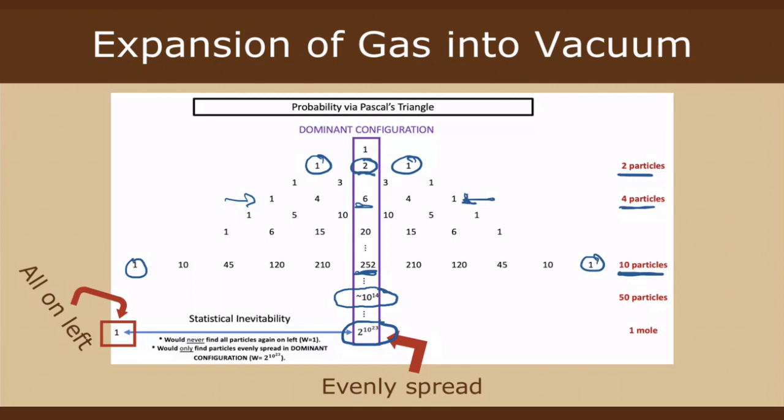We would also only find them with the dominant configuration in the middle because all the other ones are going to be so unlikely. Okay, actually we didn't calculate it here, but even the next most probable configuration, maybe 1 ball less and 1 ball more on the right, is actually so drastically less than 2 times 10 to the 23rd that it's actually statistically almost impossible as well.